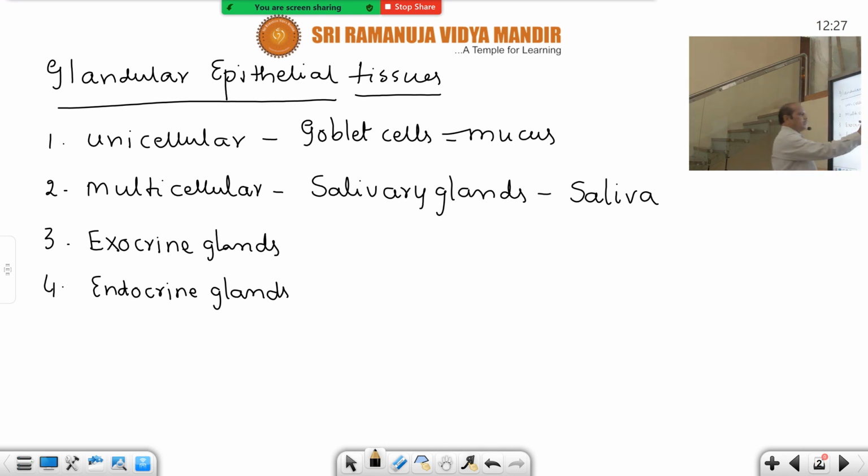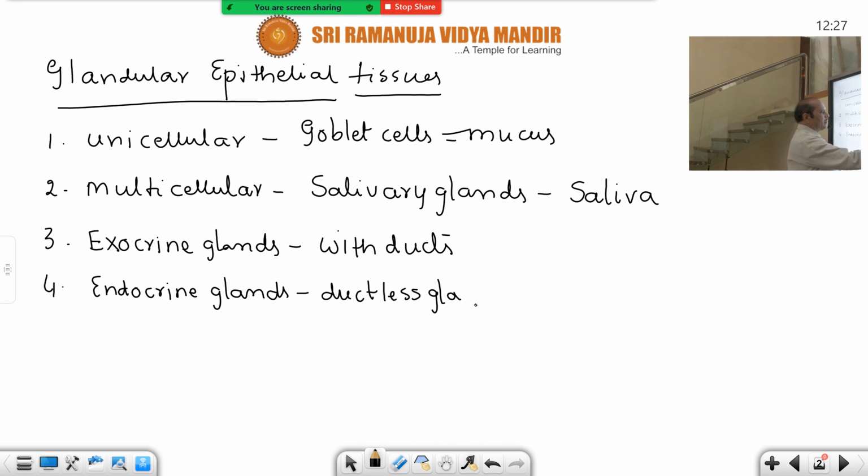So then exocrine glands, glands with ducts. They pour their secretions through ducts. Whereas endocrine glands are ductless glands. They pour their secretions into the blood and body fluids, because there are no ducts. Hence directly they pour their secretions into the body fluids, especially blood and lymph. They are transported to the target cells.